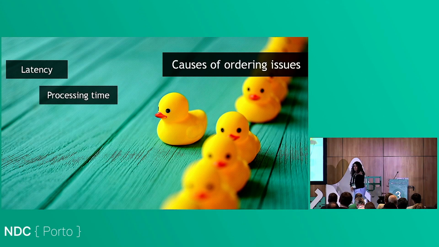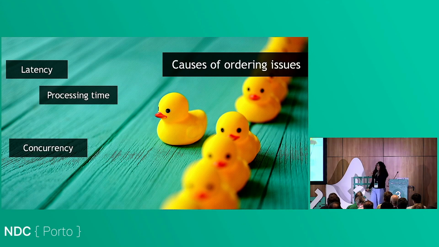But it could also be processing time. I'm sending out message A, and then I'm sending out message B, but it takes twice as long to process message A than it takes to process message B. Subsequent messages are going to appear out of order as well. It could also be concurrency, right? If we're scaling out a specific worker, then in-queue ordering, bye-bye. You don't have that anymore, especially if you're prefetching, for example.